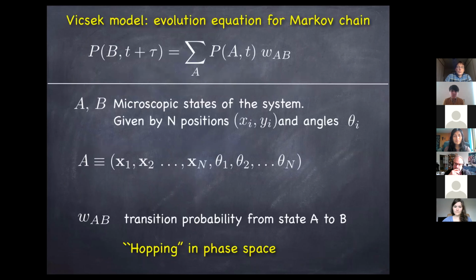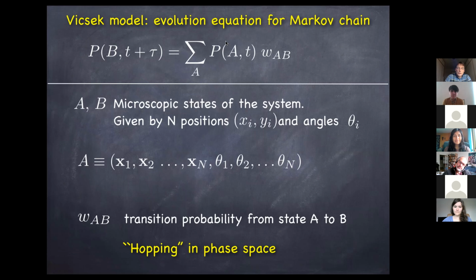Anyway, so the starting point for all the theories I worked with for this model is an evolution equation for a Markov chain, and that's basically a hopping in phase space. So A and B are microscopic states of the entire system, and they are given by the positions of all the particles. That means their x and y position coordinates, and also the flying angle. And so if you know this state A, then you know everything about the system. Okay, and then you have an evolution equation, which tells you how the probability density to be in a state A at time t evolves in time.